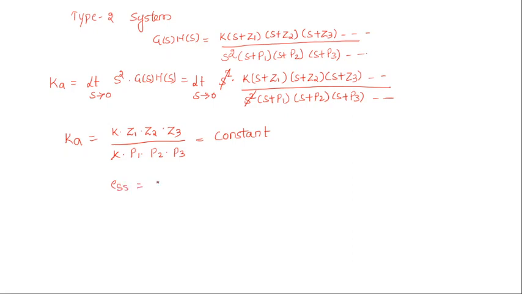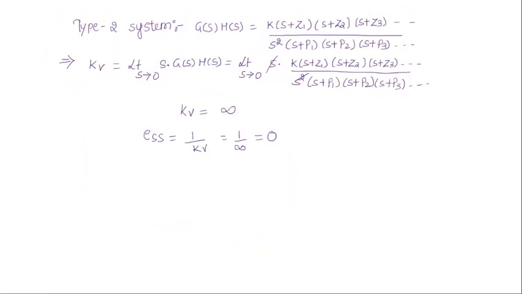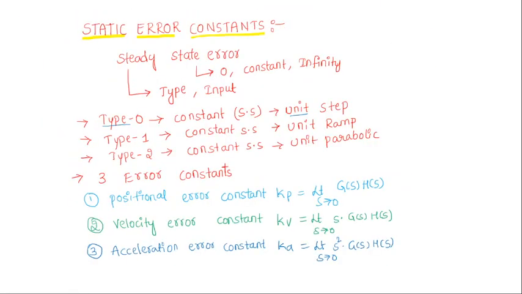So what is ESS when the input is unit parabola? ESS is 1 by Ka, that means 1 by some constant, that means steady state error becomes constant. So when the input is unit parabola, the steady state error will be constant only when the type is 2. We have already discussed this in the first class. So for type 2 system, we are getting the constant steady state error when the input is unit parabola.